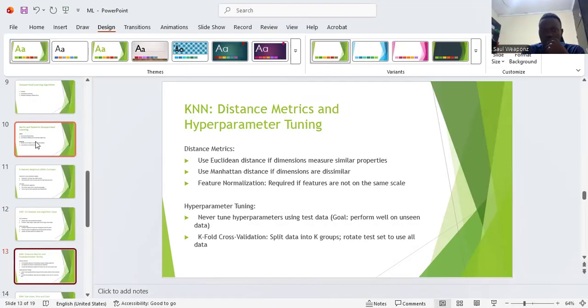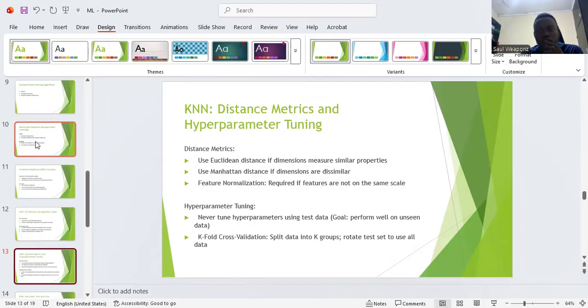Still in KNN, we are going to look at the distance metric and then hyperparameter tuning. For the distance metric, we shall see that you use Euclidean distance when you're dealing with similar properties. Otherwise, you have to use the Manhattan distance. A point to note is that when the features are not of the same scale, you'll be required to do some sort of feature normalization to use KNN.